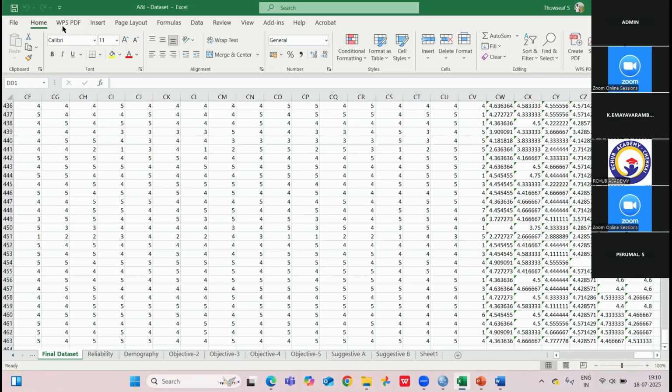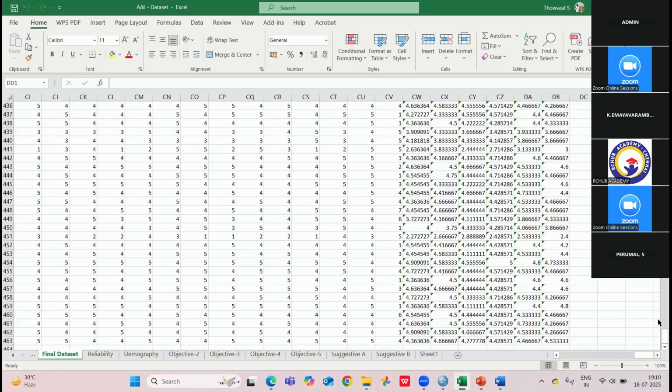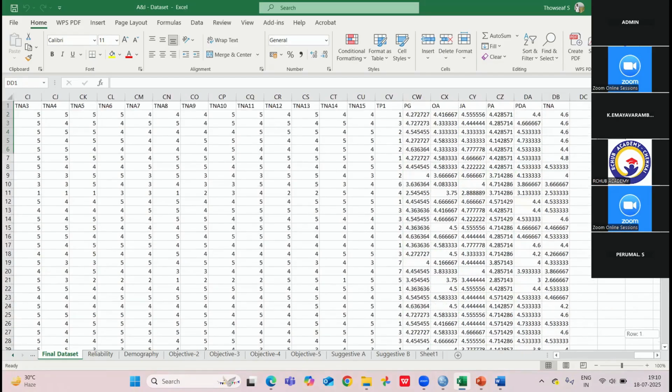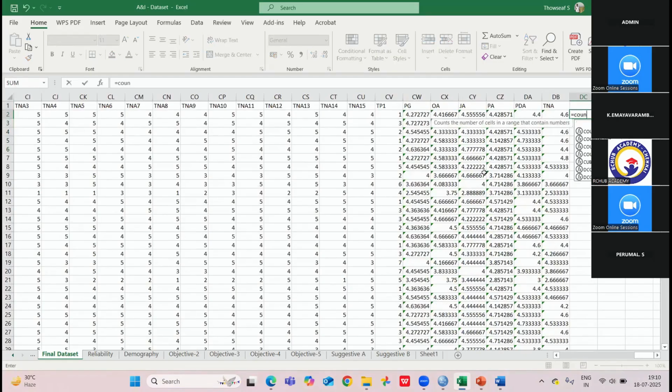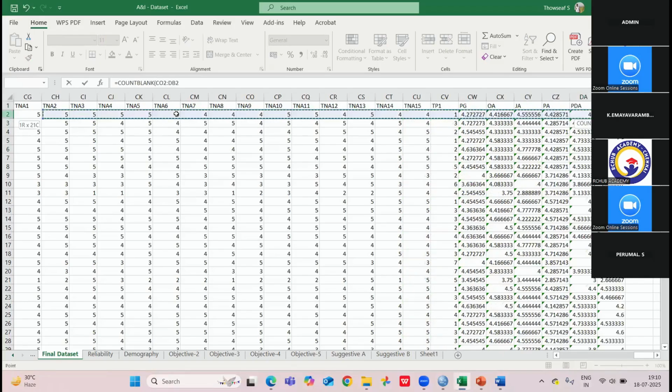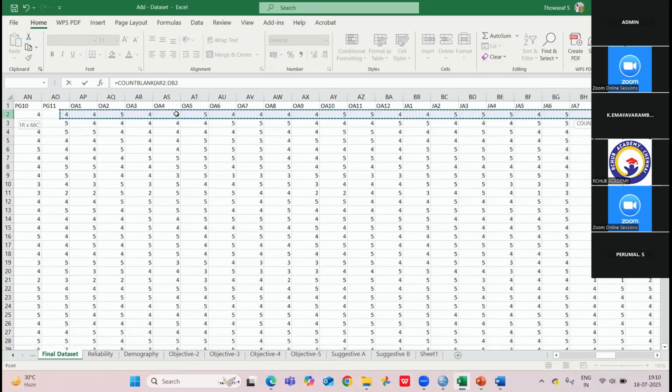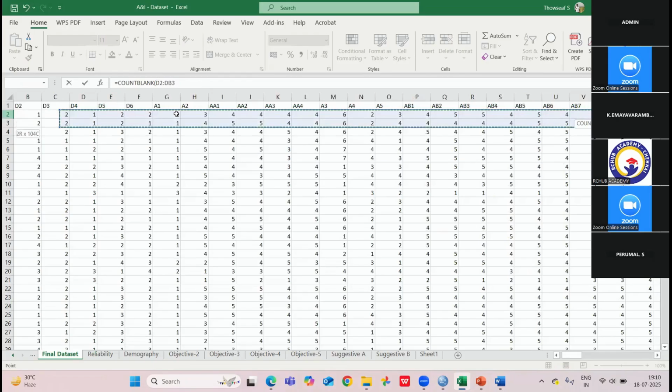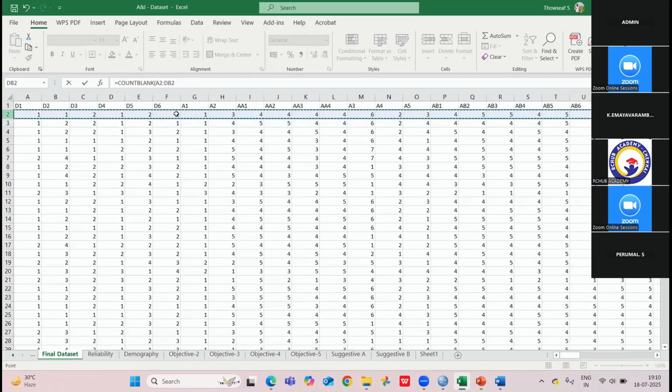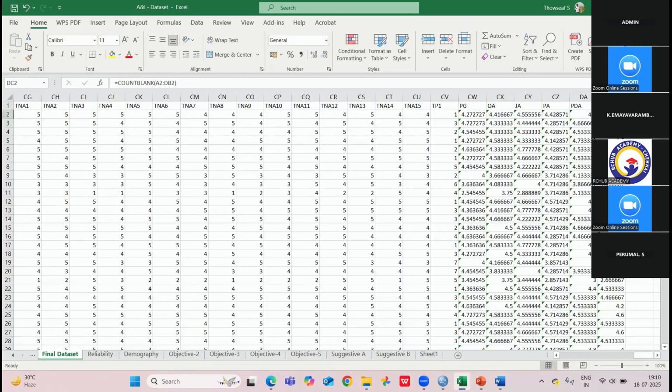The Excel sheet is a beautiful and most powerful tool to scrutinize any data set that has been given. So you can use the option COUNTBLANK. For example, equal to COUNTBLANK, and I'm going to put this as a range. You see? It is giving 0, which means there are no blank areas. All the options have been ticked and all the data has been entered.